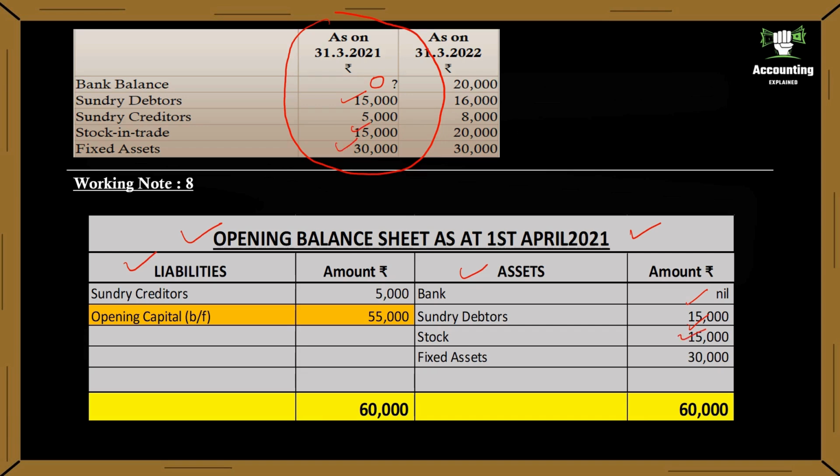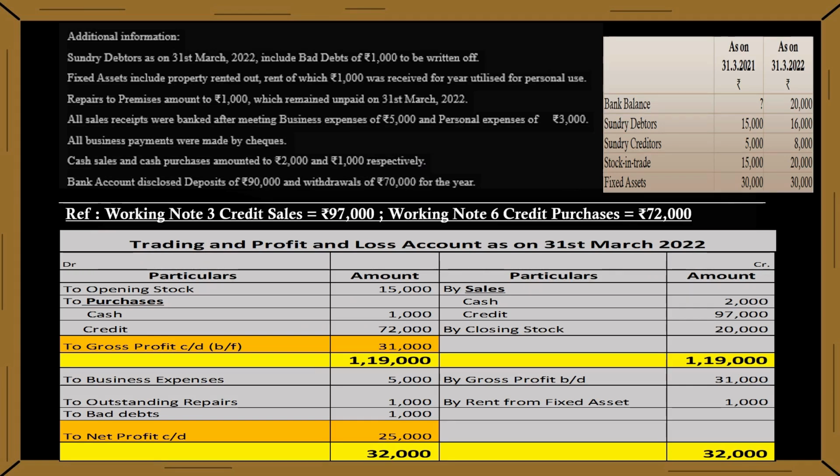Fixed asset is 30,000, take it to the asset side. Okay, now sundry creditors is the only item to be taken to the liability side. Sundry creditors 5,000. See, the total of the asset side is more, so we total it, we get 60,000. We take that total also to the liability side. When we deduct 5,000 from 60,000, we get 55,000 as the opening capital. That will be our balancing figure. Students, we have prepared all the working notes.